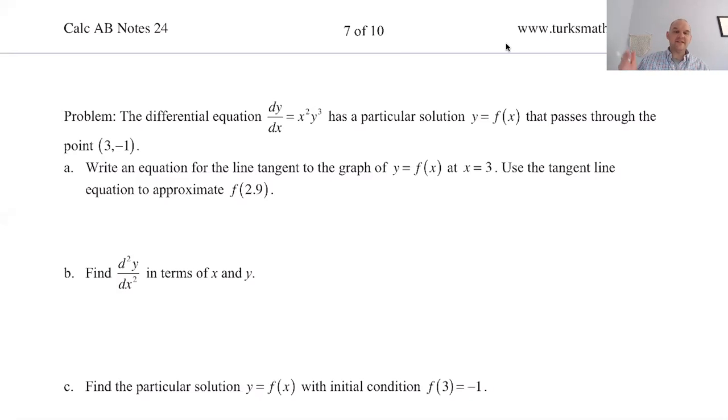All right, we're back. We're on page 8 of notes 24 of Calc AB. This is solving differential equations. You also need this in Calc BC if you happen to be watching the video, so don't think you're getting out of it. So let's see if we can do this.